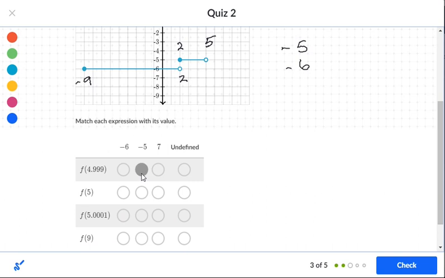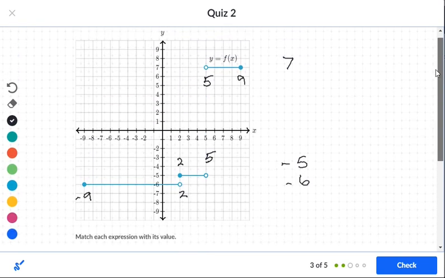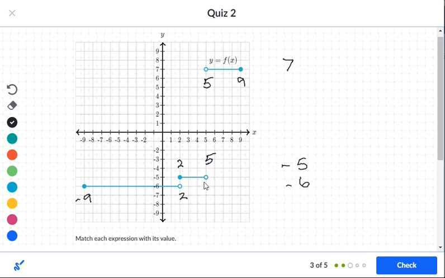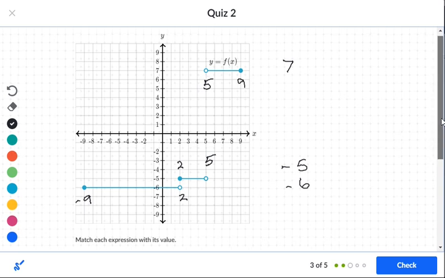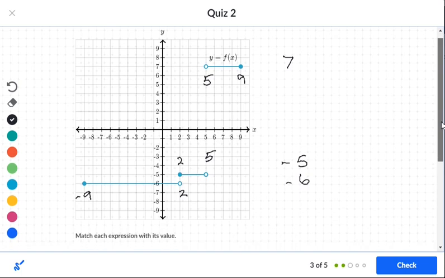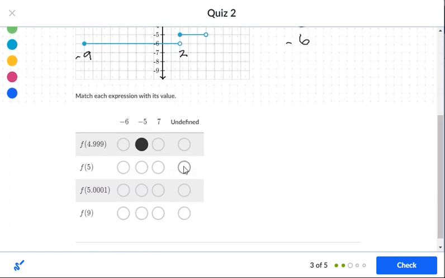So let's put this at -5. Now this one is exactly 5. Well, this is not exactly 5 because it's an open circle. This is not exactly 5 because it's not an open circle. So 5 is not included with any of these. So 5 does not work for any of them because they're open circles. So that would become undefined.